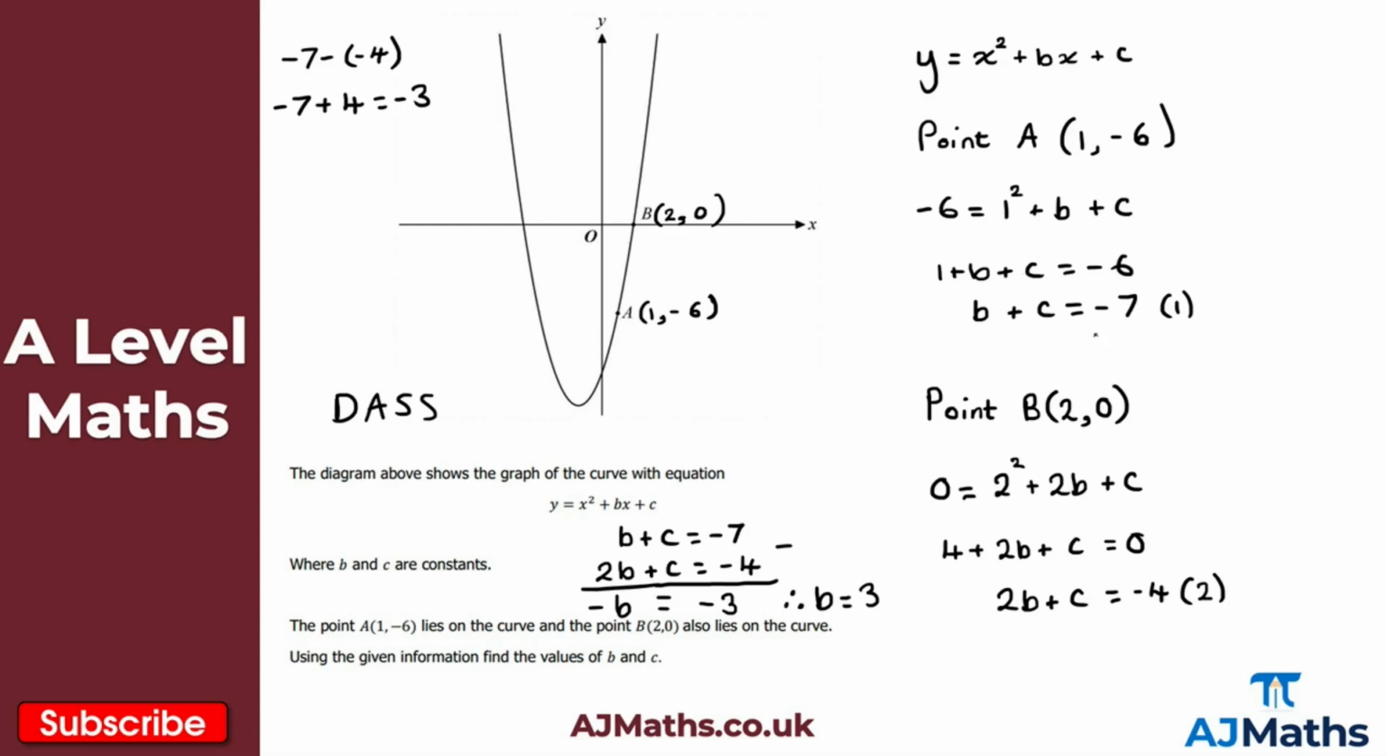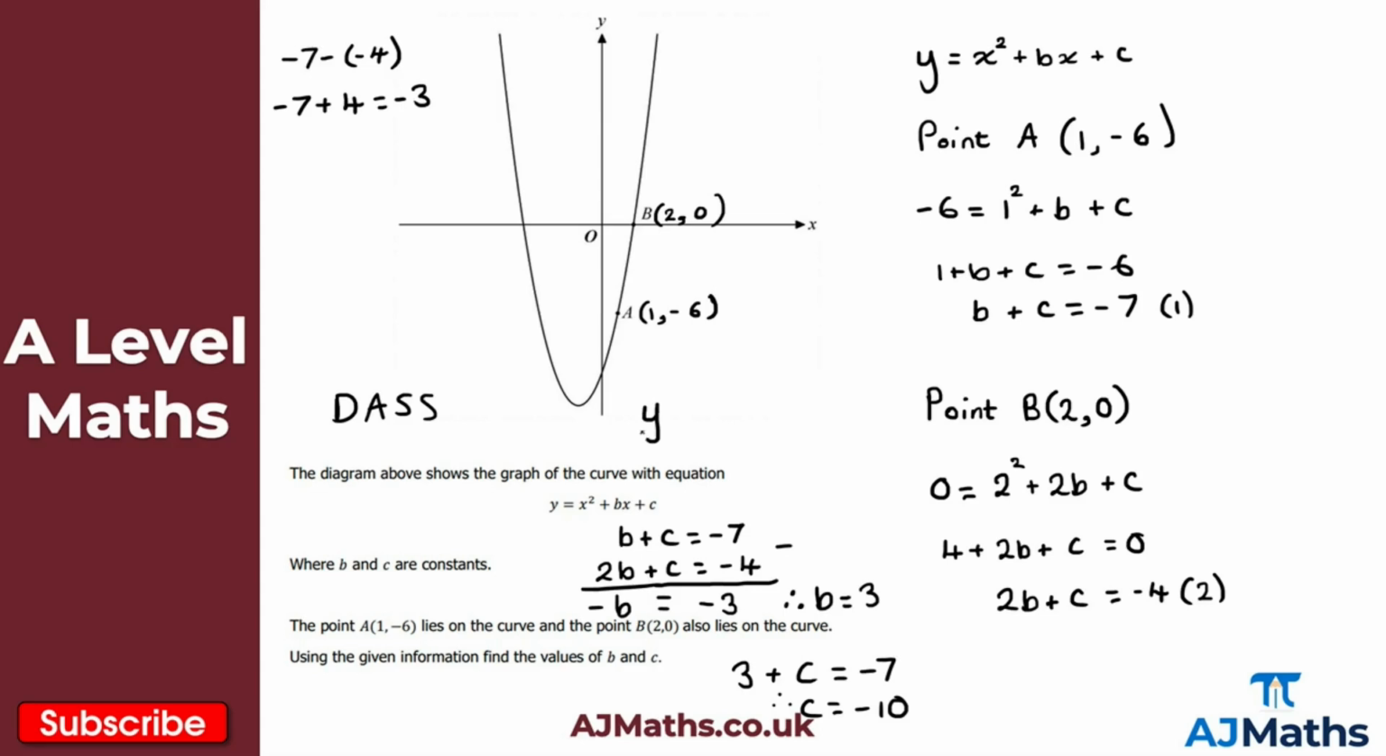To me, it makes sense to substitute into equation 1. It's a little bit easier to work with. So 3 plus c is equal to minus 7. And in that case, subtract 3 off both sides to get c is equal to minus 10. Okay, so there we have it. So that's the value of b. b is equal to 3 and c is equal to minus 10.